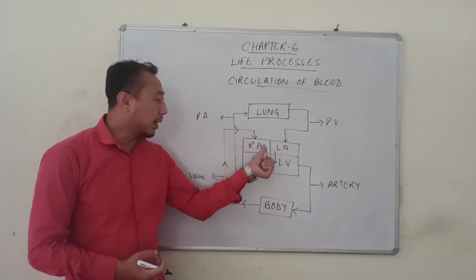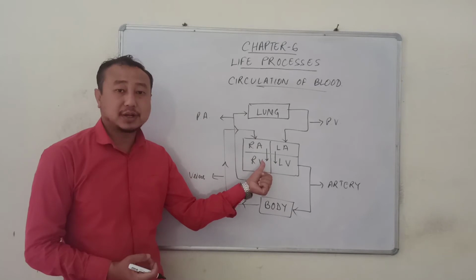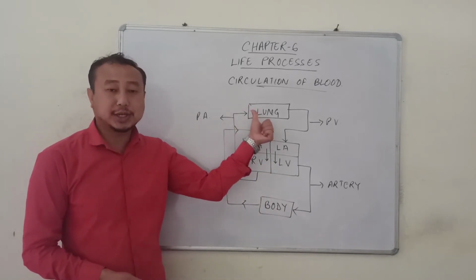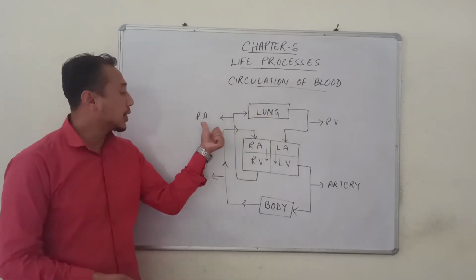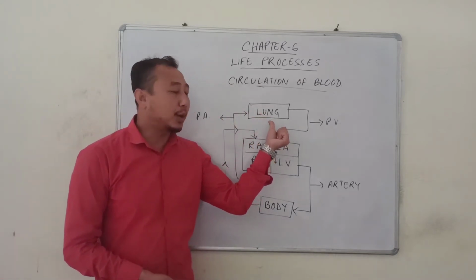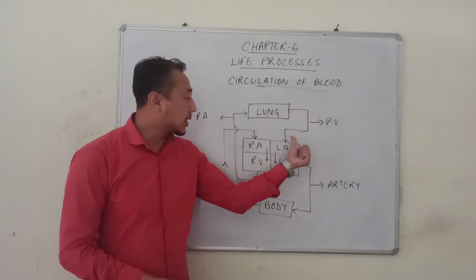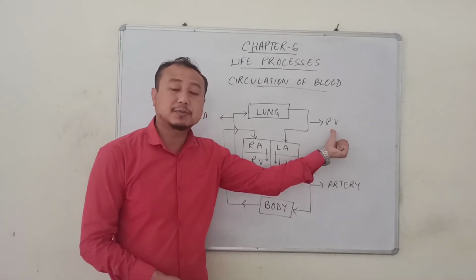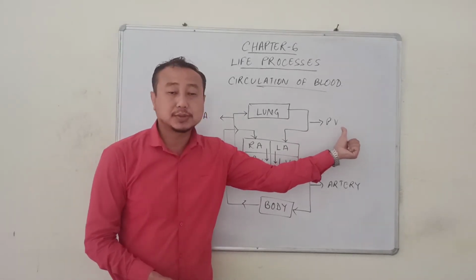From the right atrium, the blood is transferred to the right ventricle. And from here, the blood is sent to the lungs for oxygenation by the help of a blood vessel known as pulmonary artery. After the oxygenation, the oxygenated blood from the lungs is transferred to the left atrium chamber of the heart by the help of a blood vessel known as pulmonary veins.